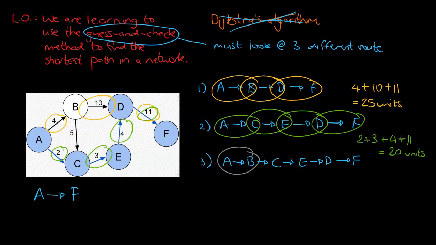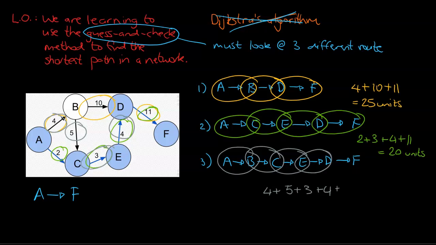And our final route, we're still using A to B, which was 4. So it's going to be 4 plus, we're then looking at B to C, which was the 5, and plus C to E, which was 3, and we got plus D to E, which is 4, and then finally the D to F, the unavoidable one, the 11. So let's add those all together. So we've got 9 up here, plus 3 makes 12. We've then got another 4, which makes 16, and then the 11 gets us to 27 units.